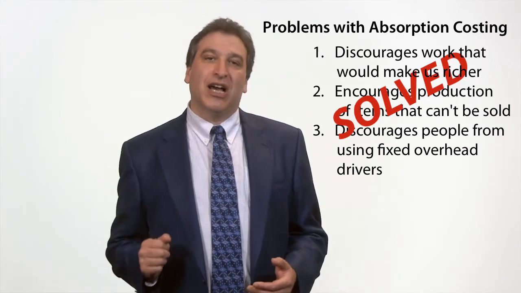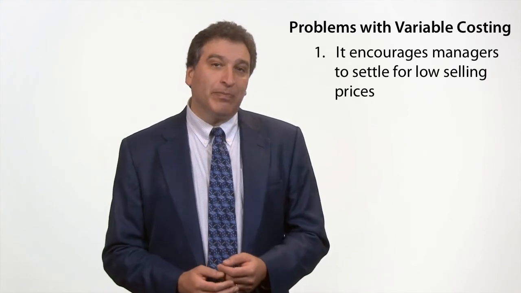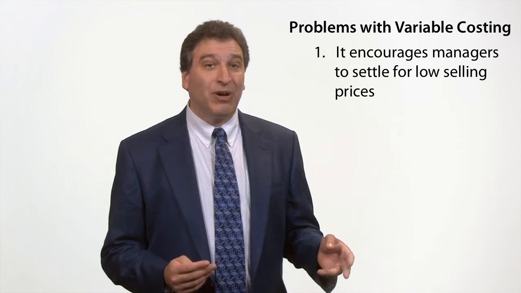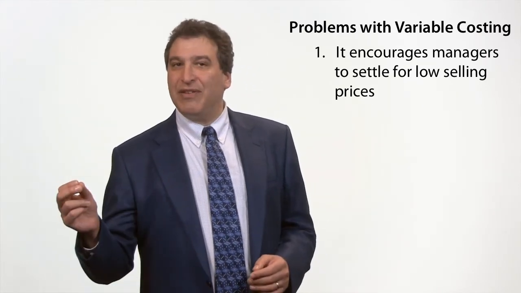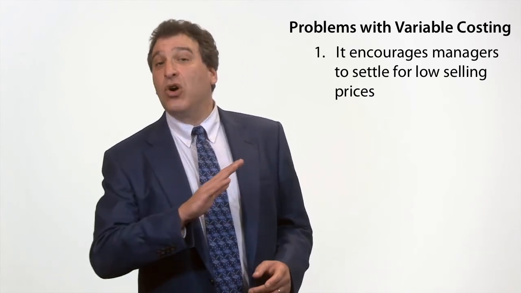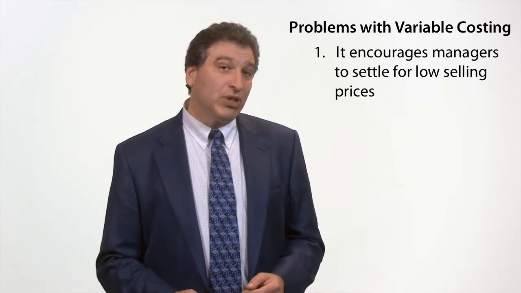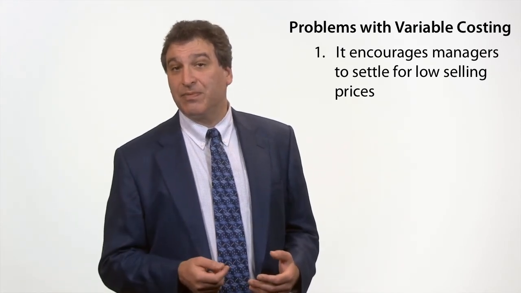But now it's time for me to remind you that no system is perfect. Variable costing is no exception to that rule. The first problem is that now we might encourage our managers to settle for selling prices that are too low. Sure, taking on that job for $7 a shirt makes us richer than if we don't. But if we take all of our jobs for such a low price, we might not ever pull in enough contribution margin to cover all of our fixed costs.